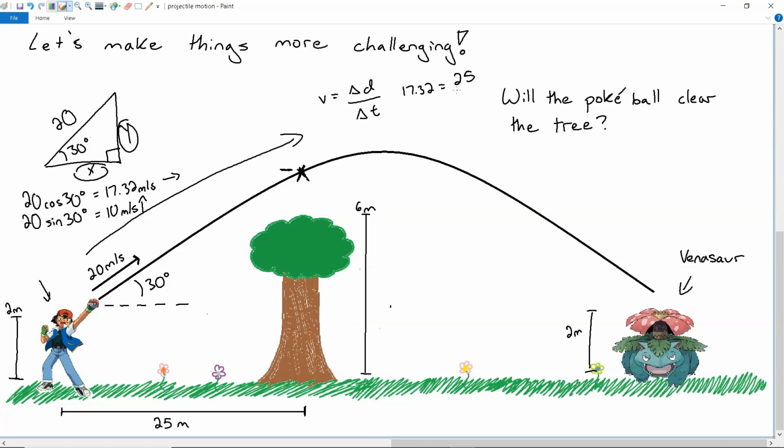It's gone 25 meters, and we just want to know how long it took that to happen. So if I rearrange things to solve for time, it's going to look something like this. And that value is about 1.45 seconds. So now we know that it took the ball 1.45 seconds to reach this point. What we need to do now is use this value in the vertical direction to see what the vertical height of the Pokeball will be.